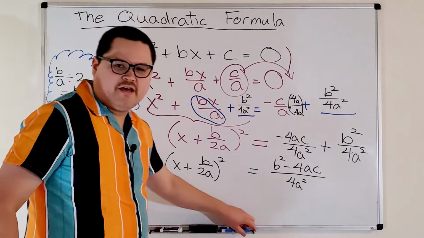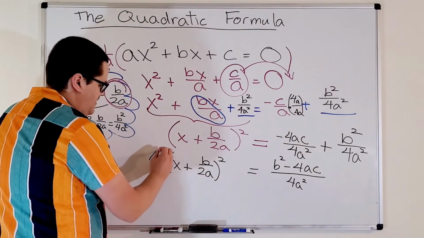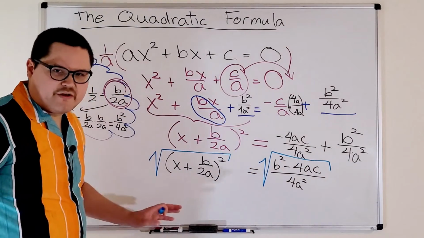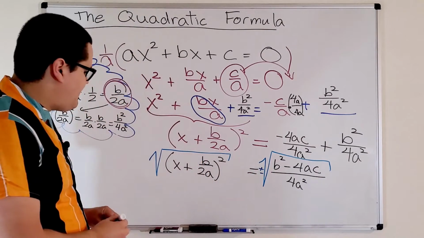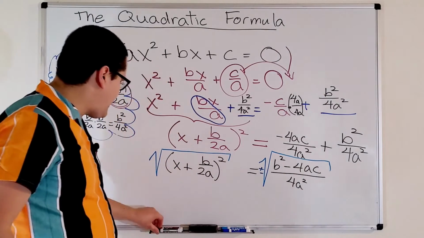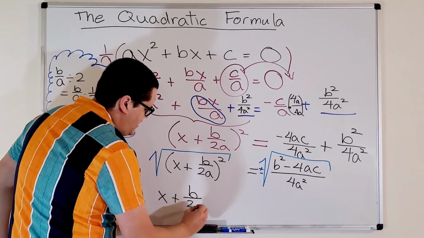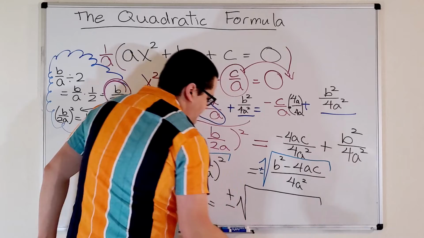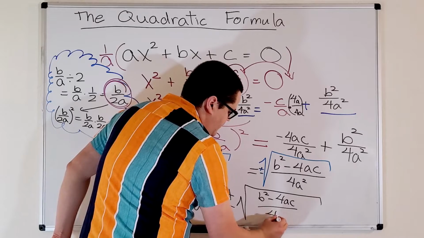What's next? Well, we want to take the square root of both sides. Take the square root here and the square root here. Now remember, on the right, we always put a plus or minus as well. On the left, the square root and the square, they'll just cancel each other out. So what we have is x plus b over 2a equals plus or minus the square root of the quantity b squared minus 4ac over 4a squared.